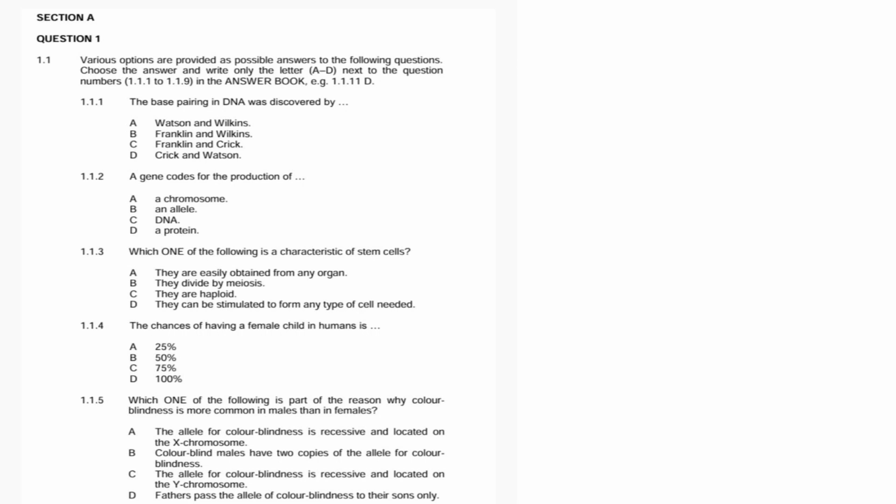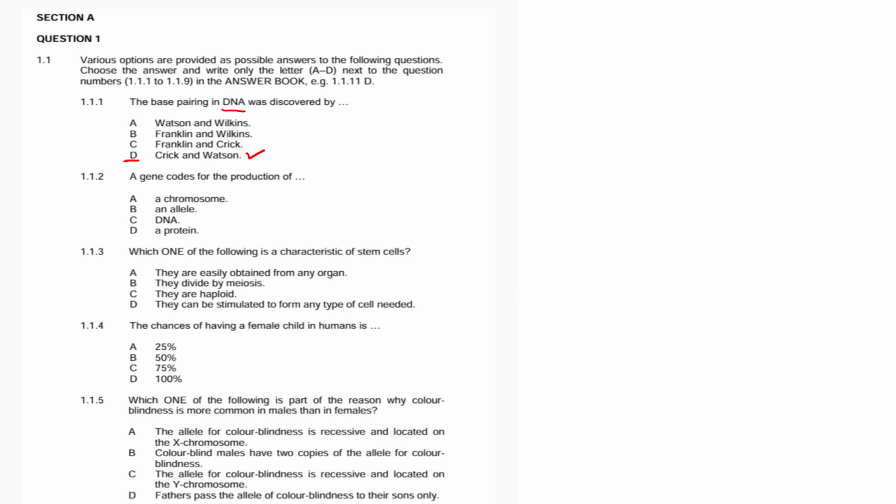Now Section A. Various options are provided as possible answers to the following questions. Choose the answer and write only the letter A to D next to the question number 1.1.1 to 1.1.9 in the answer book. Question 1.1.1: The base pairing in DNA was discovered by whom? It was discovered by Crick and Watson. Therefore D is the correct option.